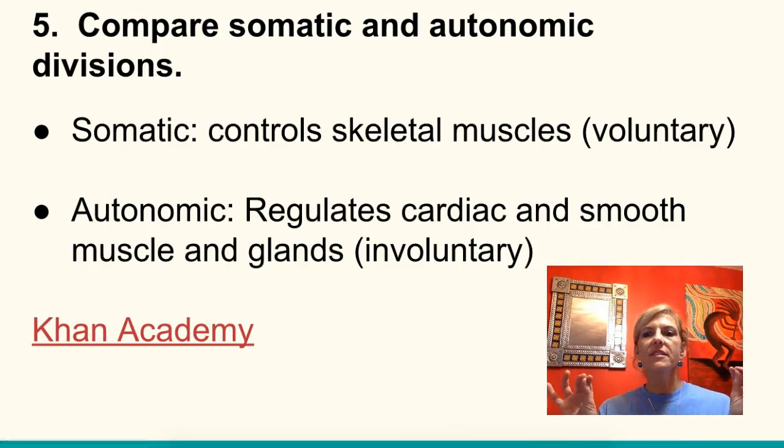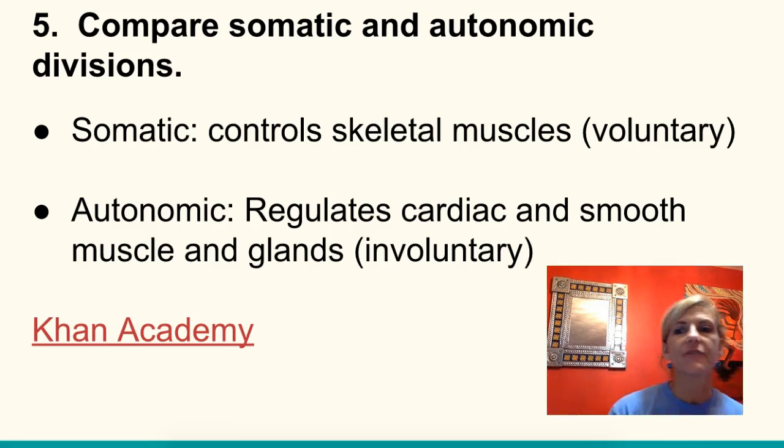We divide the nervous system into the central and the peripheral, and then we further divide the peripheral into somatic and autonomic, and then autonomic will divide again. But what is the difference between the somatic and the autonomic nervous system? Somatic just refers to those voluntary things, so we can control our skeletal muscles. That is our somatic nervous system.